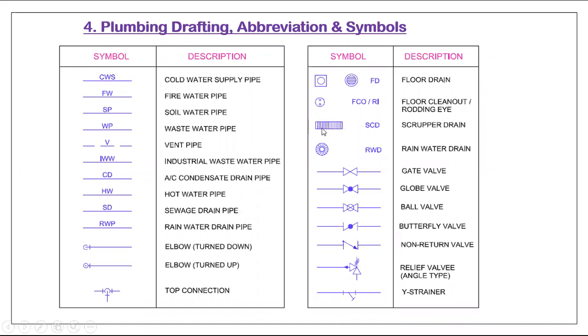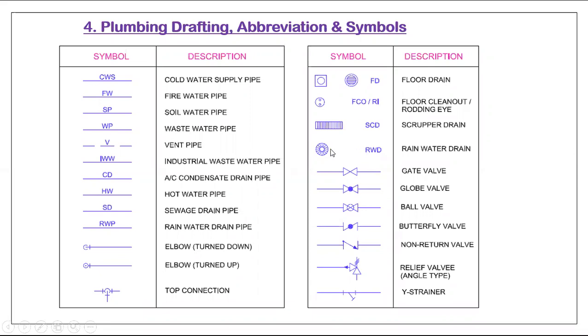Scupper drain: for the scupper drain, you have to show one rectangle and small vertical lines, drain lines, for the grating. Some scupper lines without drain will also come. For that, we show only the rectangle, with no small lines in between. For the scupper drain, you put SCD near it. For the floor drain, you put FD. For the floor clean out or rodding eye, you put FCO or RE near that symbol.